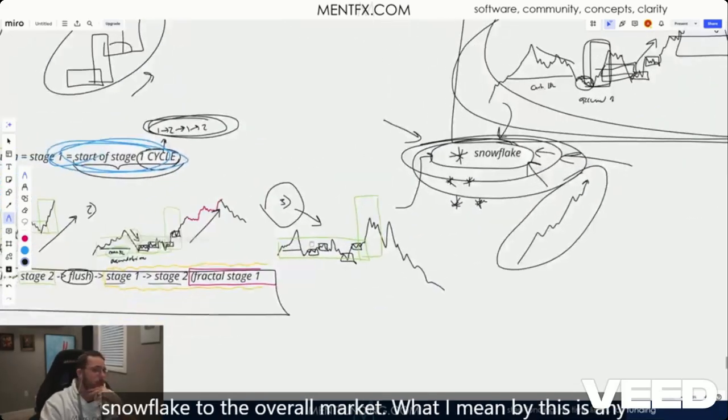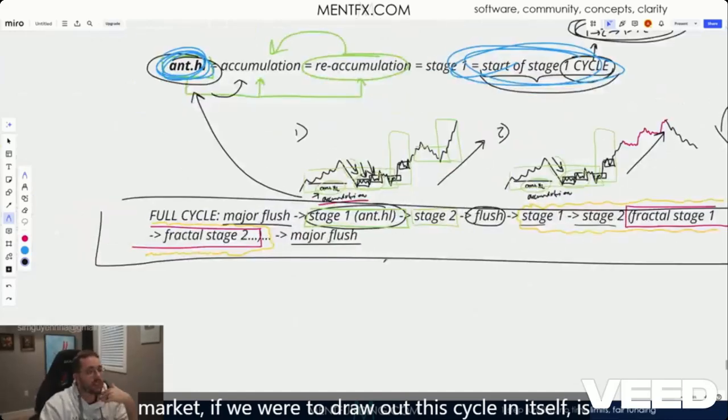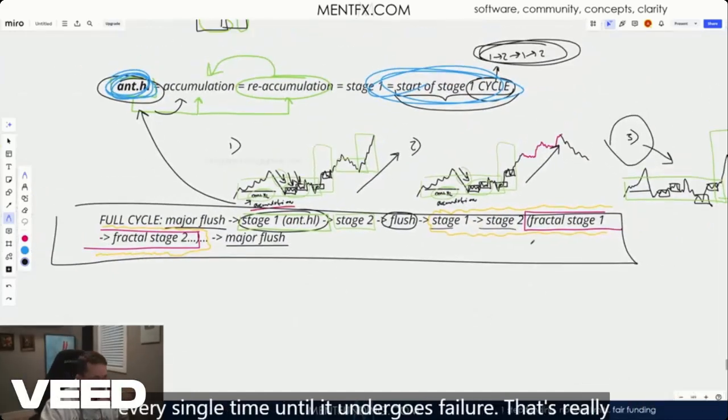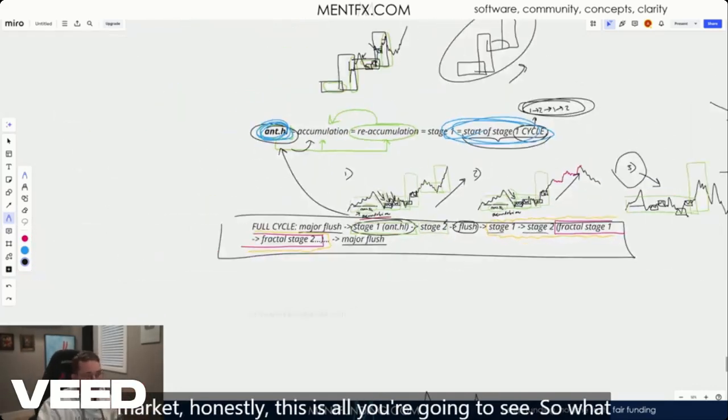What I mean by this is any market, if we were to draw out this cycle in itself, is going to do something along these lines pretty much every single time until it undergoes failure. That's really all that's going to happen. So in the event of a bullish market, honestly, this is all you're going to see.